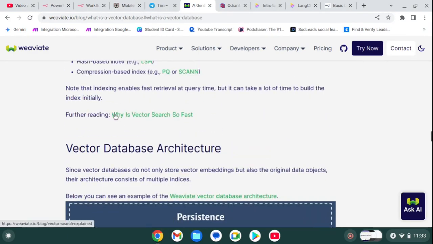So I can explain why vector search is so fast. It uses an AI algorithm to search. I already made a video on how vector search works. I can show you the video now. So the video was this one.